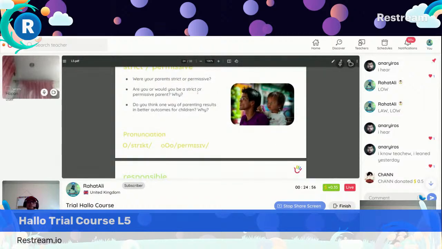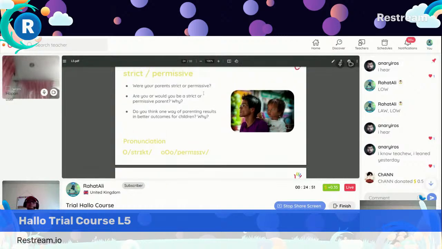Are you or would you be a strict or permissive parent? I think I prefer a permissive parent. Okay. Were your parents strict or permissive? My parents are permissive. They allow me to do anything, but with certain rules. Yeah, I can do what I want to do. Just let them know, and then they will allow it.